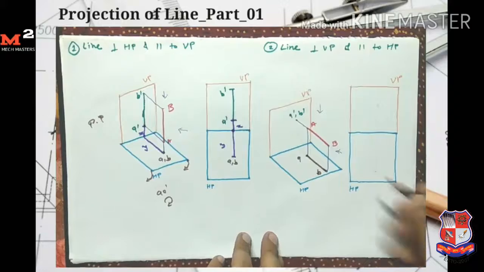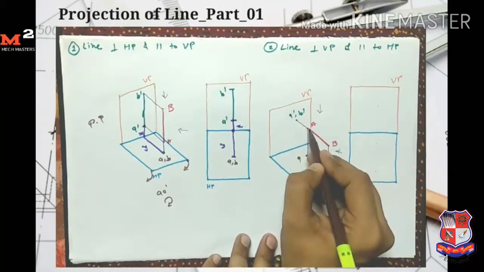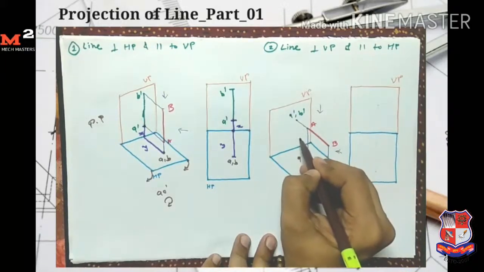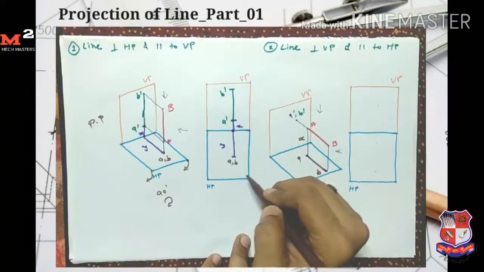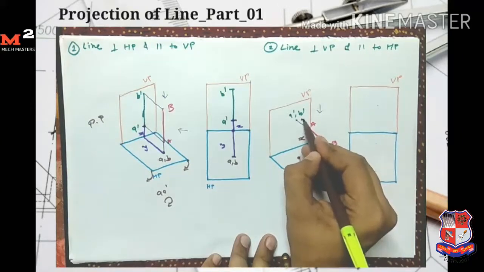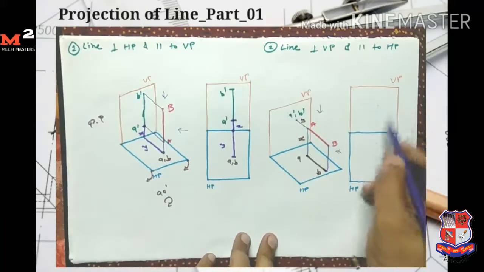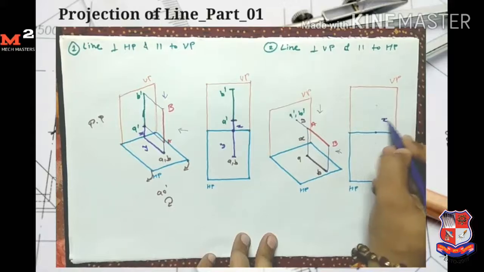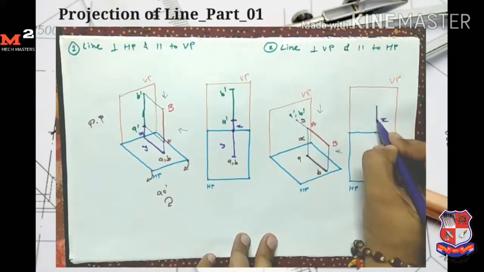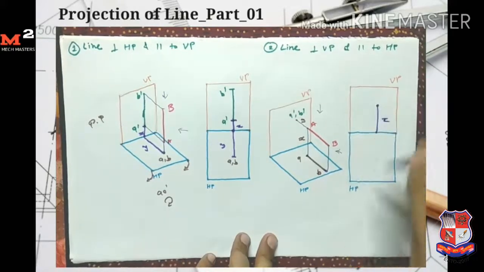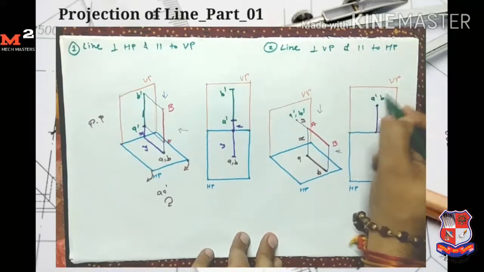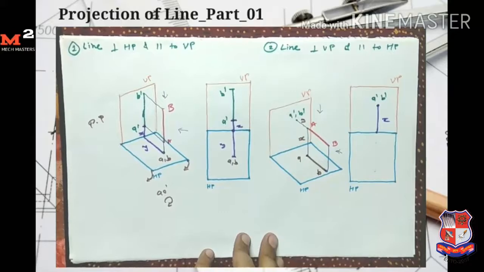Here, for example, point A is x mm above the HP and y mm in front of VP. So here, from the reference line, I measure the x mm distance and mark the point here. This gives me the front view A dash B dash, the front view of the line AB.